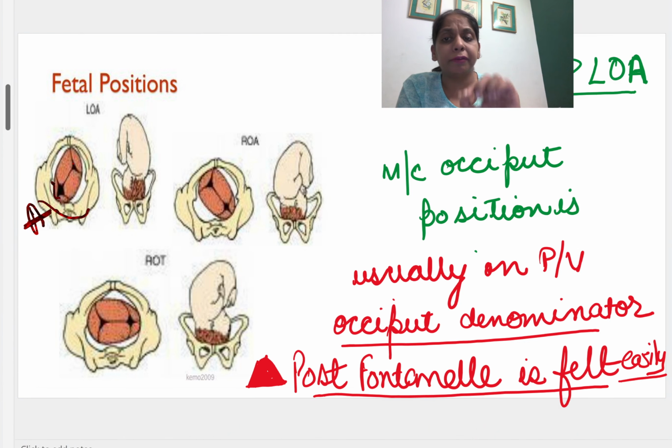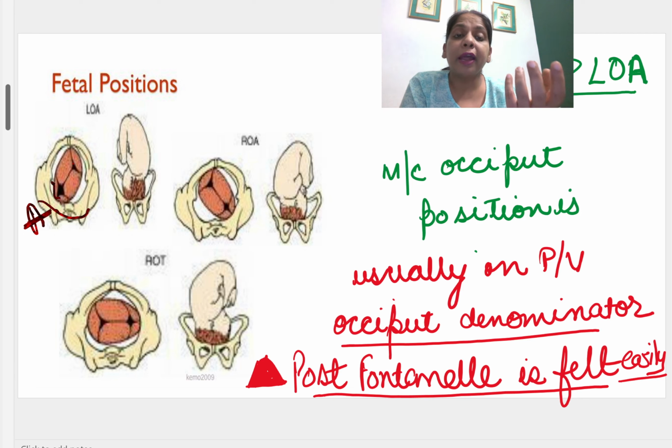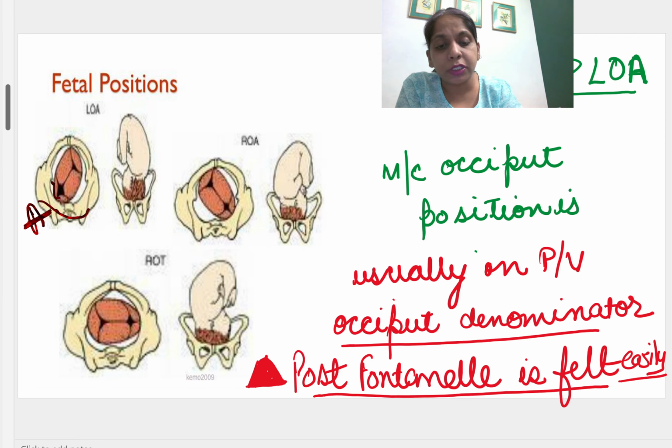If the fetus occiput is in our right direction, then we will say it is in the left, because we have to say everything with respect to the pelvis. Okay, because it will be the pelvis left, right?